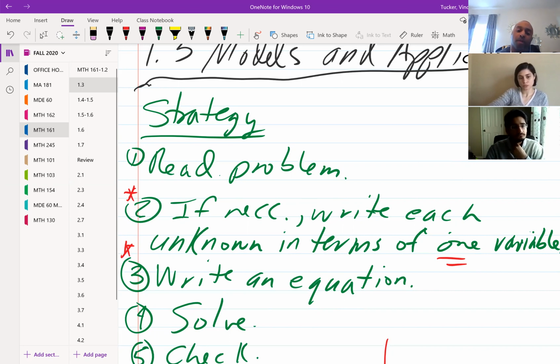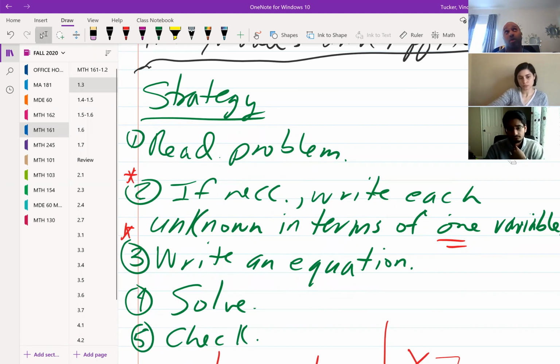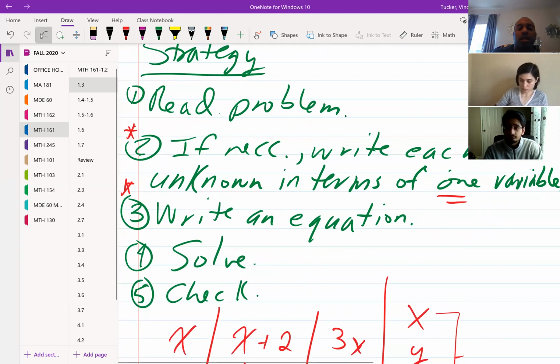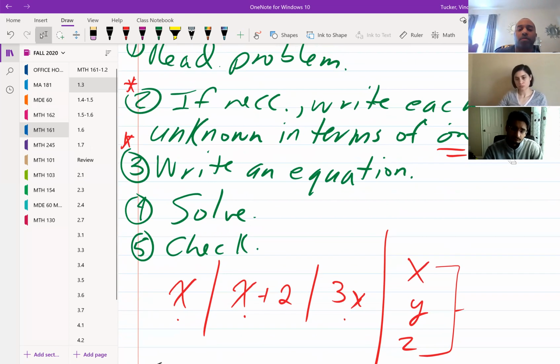Then we'll write an equation for the type of problem according to the words given to us in the problem, solve, and then check. And number 5 is important because we could actually do everything right and still not answer the problem if we don't check and see what they actually asked for. So that's going to be our strategy. Let's see what this is. Oh yeah, don't worry about that in red. Erase that.